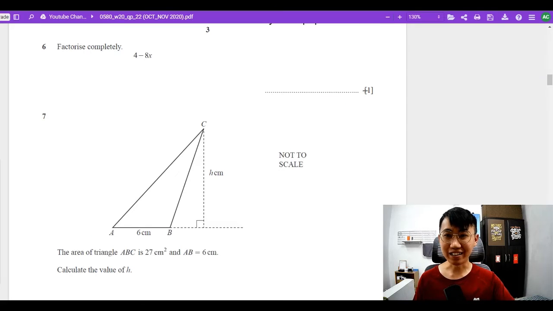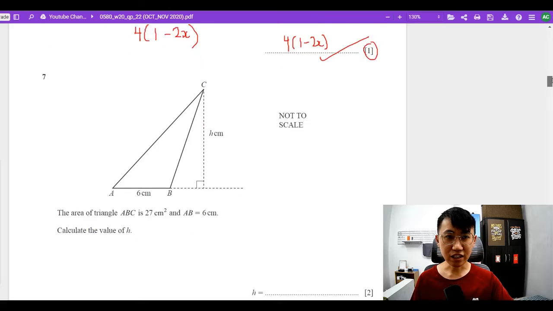Question 6. 4 minus 8x. Okay, teacher can see it's just 1 mark, alright? So yeah, we're just going to take out 4. And it's going to be 1 minus 2x. Okay, so that will be the final answer. 1 minus 2x and 4 outside. What you can do to check, right? Don't forget to expand in your head and make sure you can get back this, alright? 4 times 1, 4. 4 times negative 2x, we will get negative 8x. Okay, so that's the answer for this.